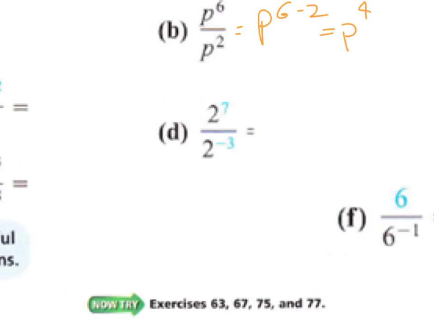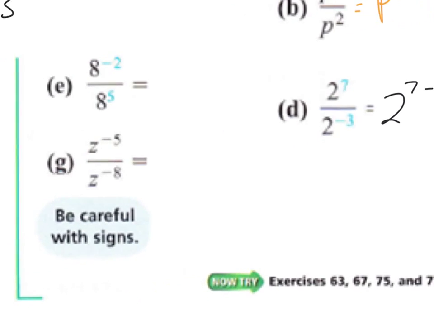Here with the 2's, there's more 2's on top, and really, if I'm going to subtract, I would be subtracting a negative 3, so I really end up adding, and I get 2 to the 10th power. And again, for now, I'm just going to leave that as 2 to the 10th power.